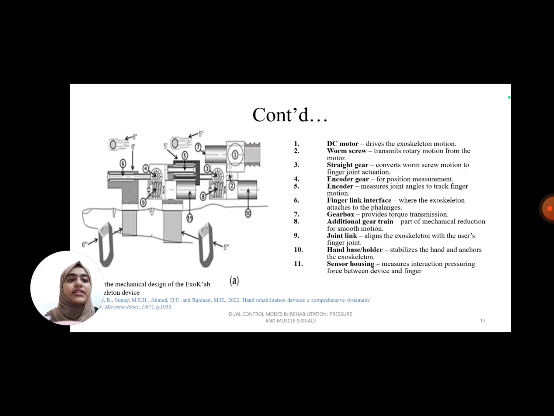The seventh one is the gearbox, which provides torque transmission. Eighth one is the additional gear train, which is a part of the mechanical reduction for smooth motion. And the ninth one is the joint link, which aligns the exoskeleton with the user's finger joint.